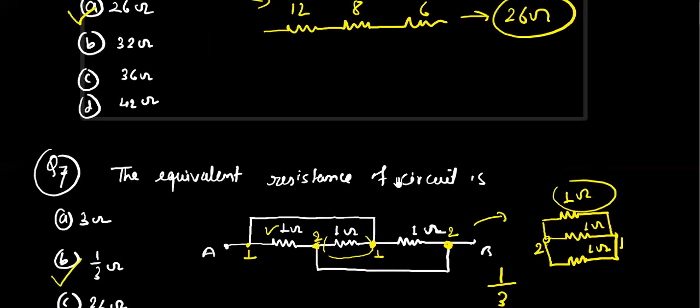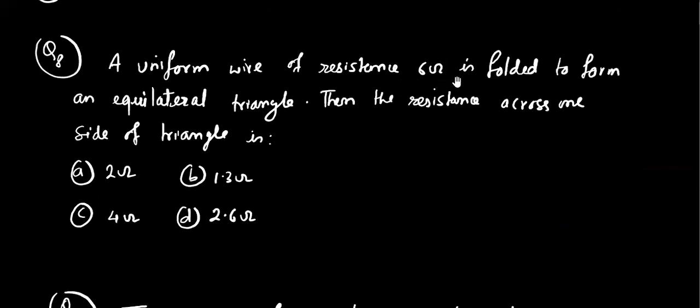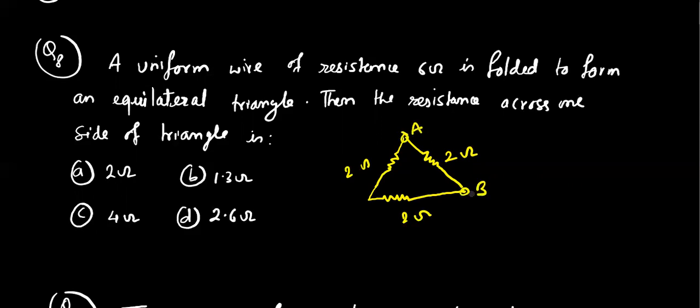Now we are here in question number 8. A uniform wire of resistance 6 ohm is folded to form an equilateral triangle, then the resistance across the side of a triangle. Okay, so initially the overall resistance is 6 ohm and it is made in the form of an equilateral triangle. So this is 2 ohm, this will be 2 ohm, and this will be 2 ohm. Now we have to find the equivalent resistance across any side. I am going to suppose the side to be AB.